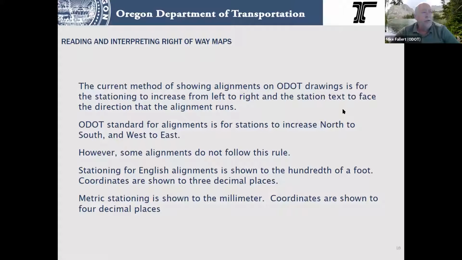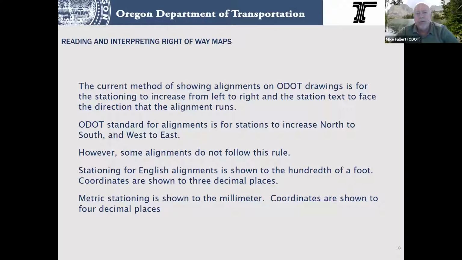So the current method of showing alignments on ODOT drawings is, like you say, stationing is increasing from left to right, with station text facing the direction the alignment runs. ODOT standard alignments have stations increasing north to south and west to east. However, this isn't always what happens. There are some that go backwards for some reason.